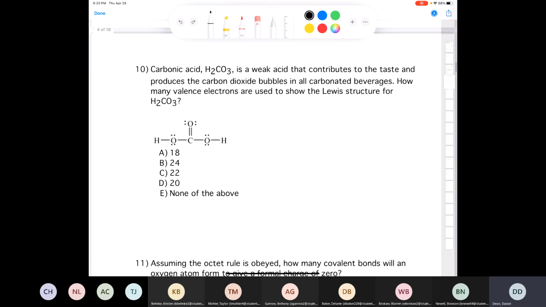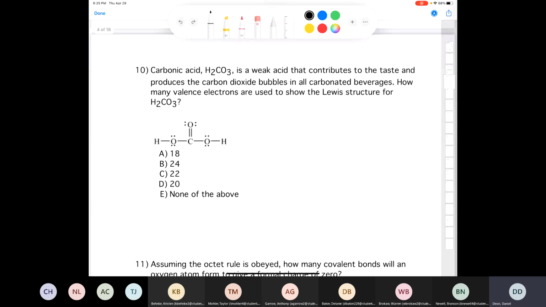All right. Question number 10. Carbonic acid is a weak acid, contributes to the taste, and produces the carbon dioxide bubbles in all carbonated beverages. How many valence electrons are used to show the Lewis structure of carbonic acid? This is a question where I would expect everybody to get it right. It's not a complicated question. It's something that we've done many times.